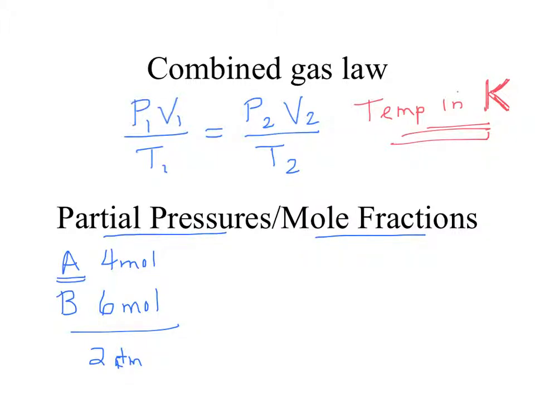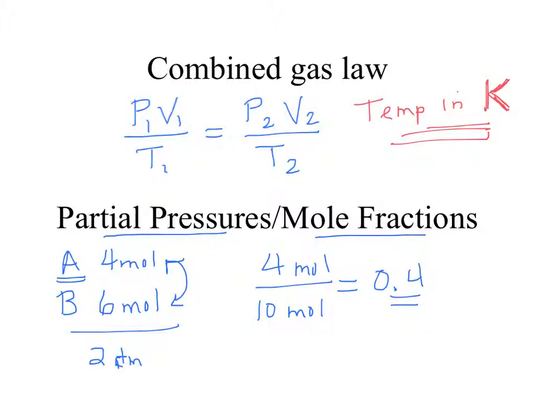So we need to figure out the mole fraction for gas A, and we do that by taking the number of moles of that gas, so there's 4 moles, and we divide that by the total number of moles in the sample. So in that case, we're going to have to add our 4 moles and the 6 moles together to give us 10 moles in total. And then go ahead and do the math with the numbers. That will give us a decimal of 0.4. That's our mole fraction. It doesn't have any units associated with it.